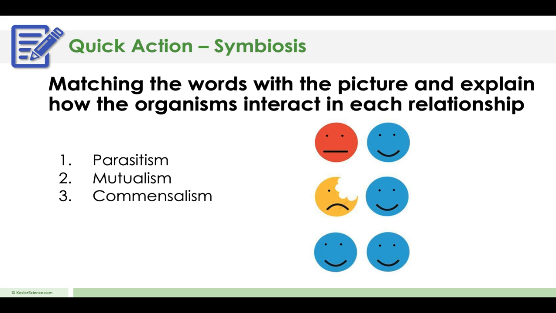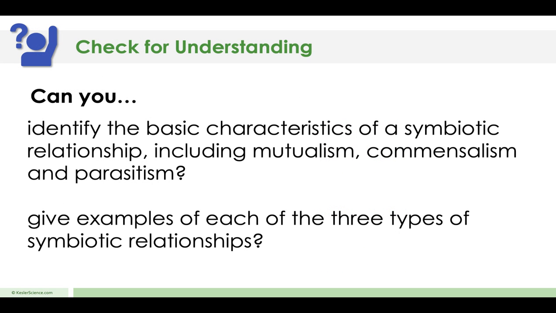So match those little pictures up there. Which little symbols would match parasitism, mutualism, and commensalism? And then in your notes, answer these two questions. Identify the basic characteristics of a symbiotic relationship, including mutualism, commensalism, and parasitism. Give examples of each of the three types of symbiotic relationships.